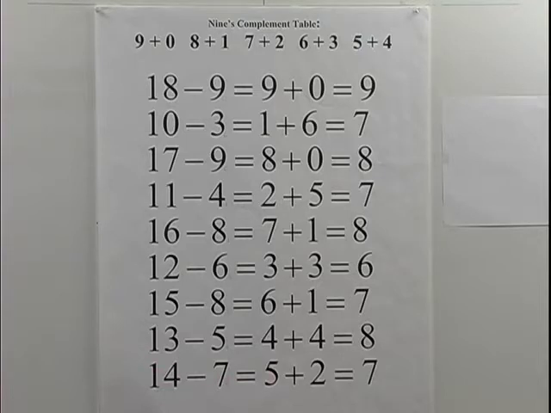14 minus 7. 1 and 4 is 5. 9's complement of 7 is 2. 5 plus 2 equals 7. 14 minus 7 equals 7. That is the correct difference.